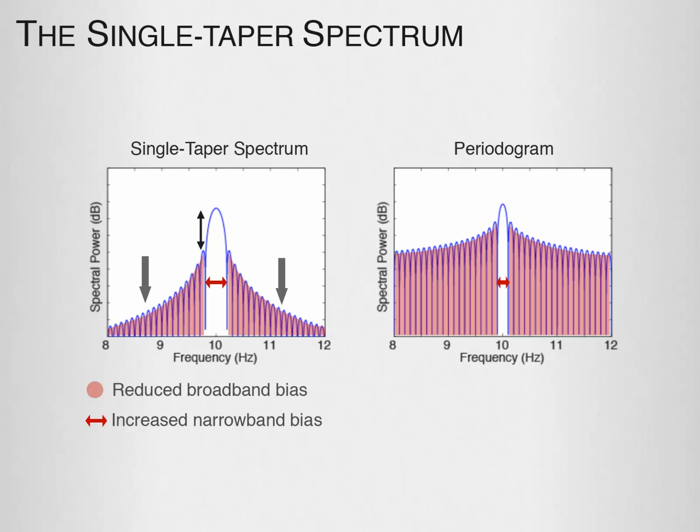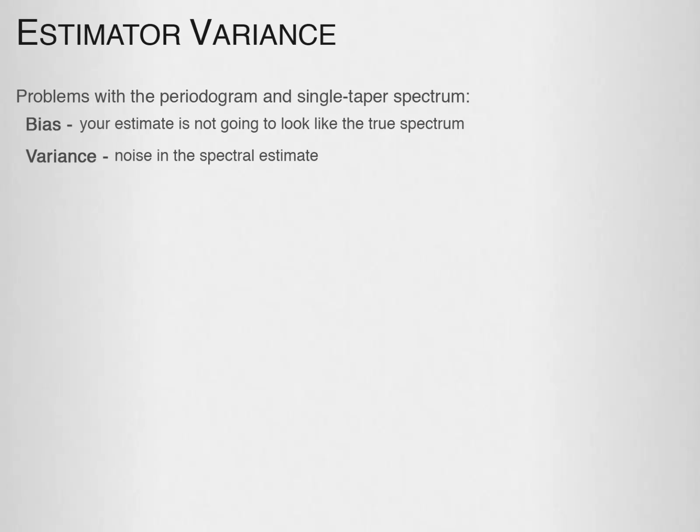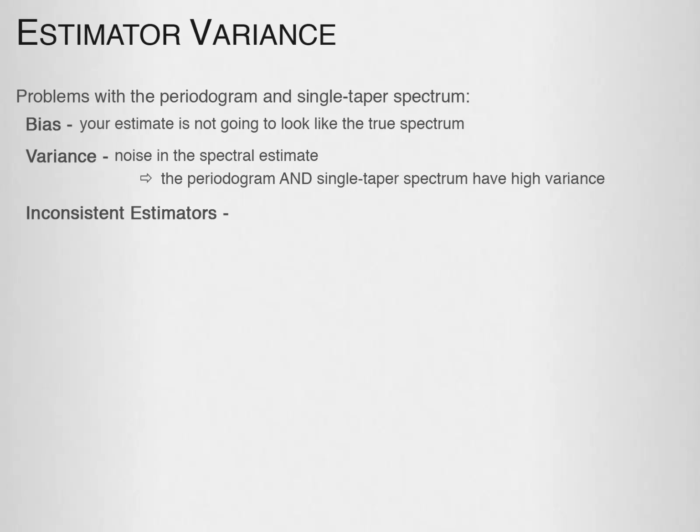There are ways of understanding how wide this main lobe will be, and if you understand your frequency resolution and choose it wisely, there are ways of controlling it. Bias is one problem and is basically saying that your estimate is not going to look like the true spectrum. Another problem is variance, which is the noise in the spectral estimate. The periodogram and single taper spectrum have high variance. They are also inconsistent estimators because no matter how much data you collect, you will not reduce the variance.